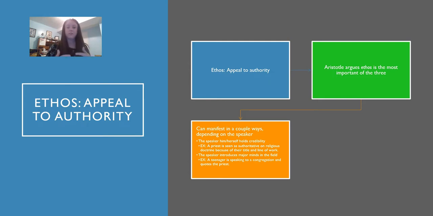The second way that it manifests is the speaker introduces major minds in the field. This is going to be more what we see in this class, and what you are going to see as you engage with different academic sources later on in the semester. People are trying to build their credibility on a certain topic by citing other experts, and citing other individuals who are also knowledgeable and trustworthy sources of information on a particular topic. So an example of that might be a teenager is speaking to a congregation and quotes the priest.